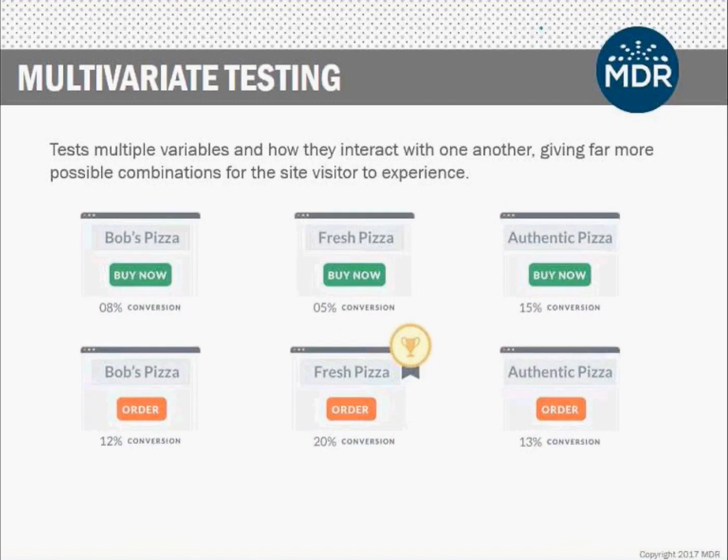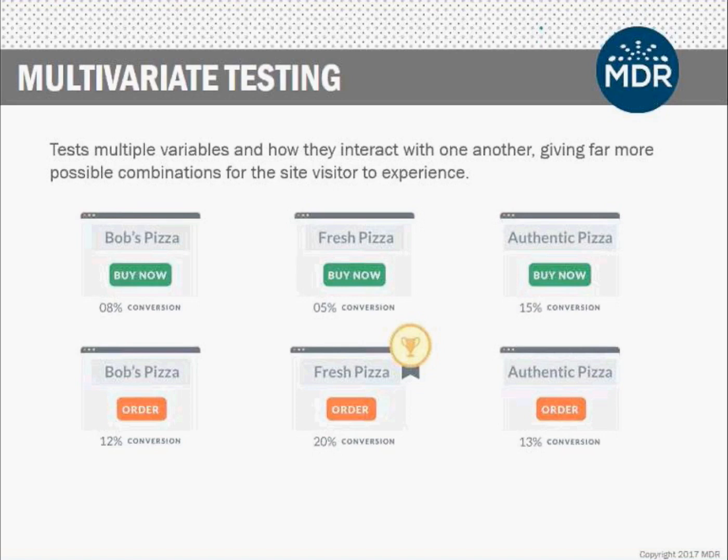Here you're testing button color and title. And as you see, the example on the bottom one got a 20% conversion rate. But you need to drive a lot of traffic, because you're ultimately testing about 12 different combinations there, okay? So you have to drive a lot of traffic to get statistical significance.